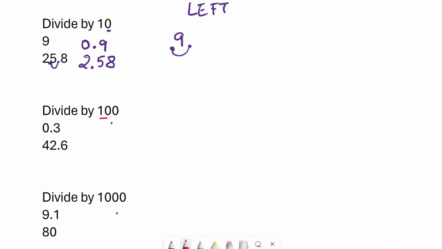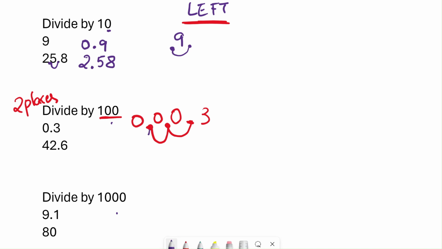Now take the next one, which is divided by 100. It is 0.3. Here also the decimal point moves left, but 2 places. So 0.3 moves 1 place and 2 places. The point is, we fill the gaps with 0. So this becomes 0.003.